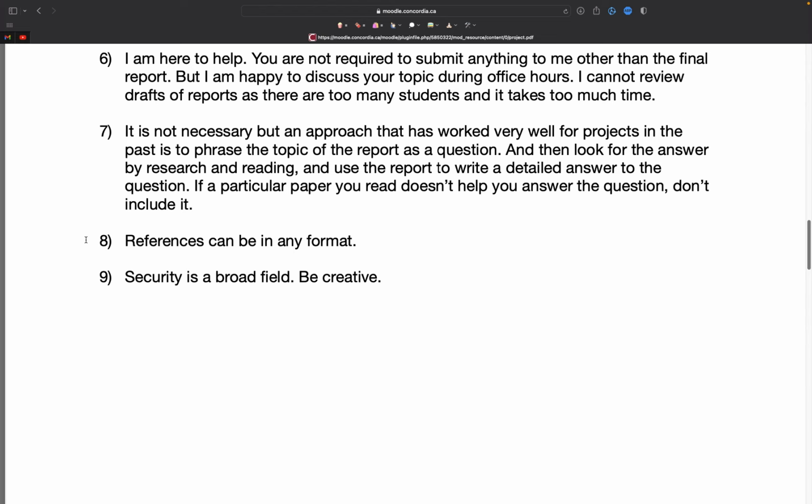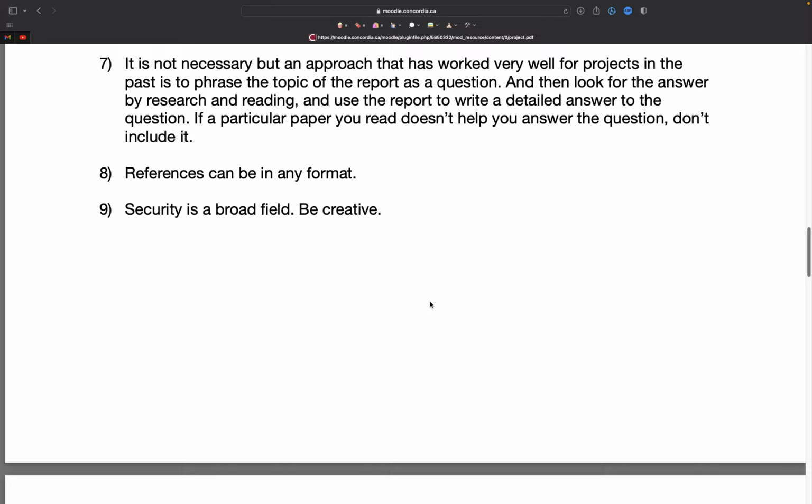Okay, the last thing is advice. You don't have to do this, but I find it sometimes helps with some students who are struggling with their project topic: phrase your project topic as a question, right? If it's a question, then it becomes obvious what should be included in the report. It's whatever helps answer that question, okay?